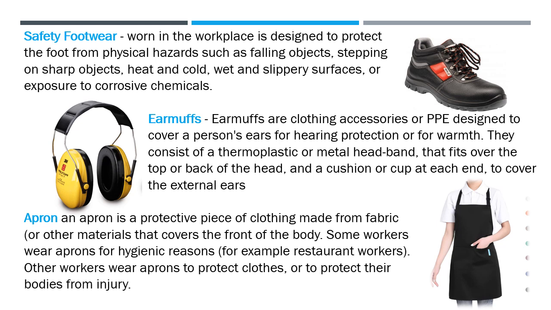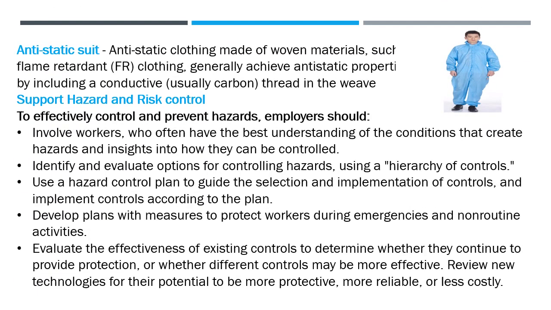Apron. An apron is a protective piece of clothing made from fabric or other materials that covers the front of the body. Some workers wear aprons for hygienic reasons, for example, restaurant workers. Other workers wear aprons to protect clothes or to protect their bodies from injury. Anti-static suit. Anti-static clothing made of woven materials such as flame retardant (FR) clothing generally achieves anti-static properties by including a conductive, usually carbon, thread in the weave.